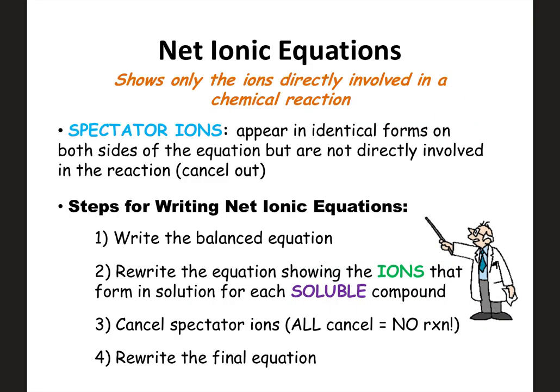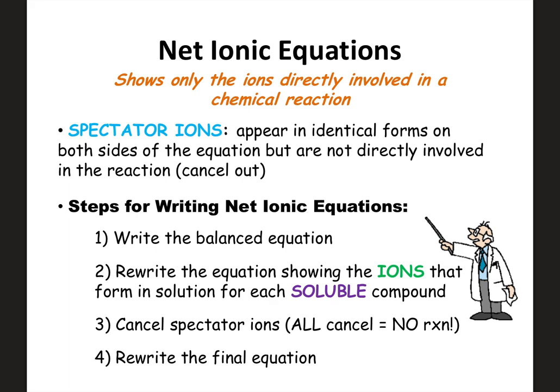Now we're going to see how you can use these solubility rules to do something called a net ionic equation. Net ionic equations are when you're only showing the ions that are directly involved in the chemical reaction. So you're kind of getting rid of any of the extra stuff here. You would only do a net ionic equation if you're told to do one. So you wouldn't do this all the time. It basically takes equation writing and goes a little bit further with these solubility rules.